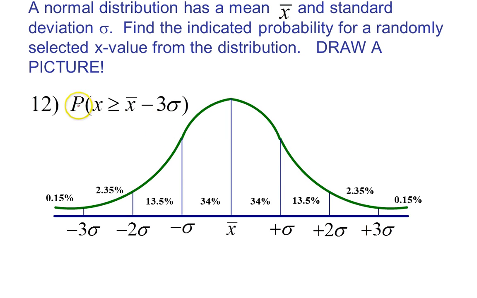So this is asking what's the probability of randomly picking a value that is greater than or equal to. So this is greater.